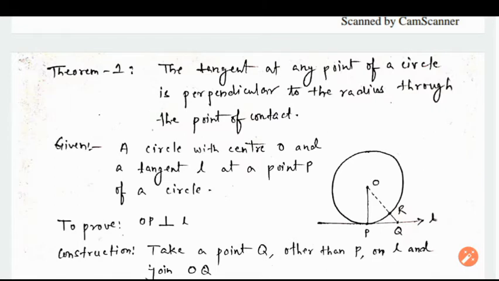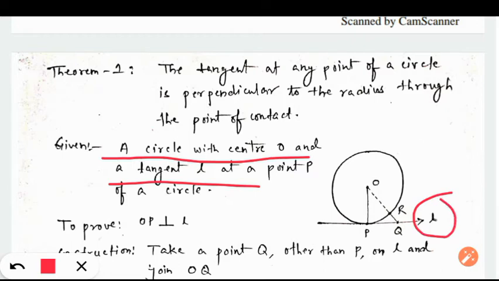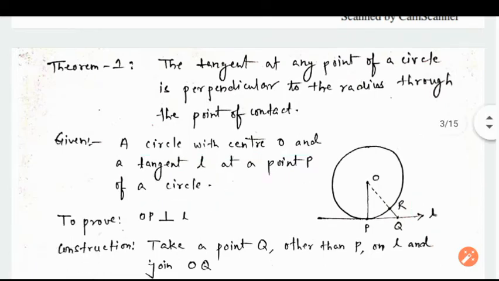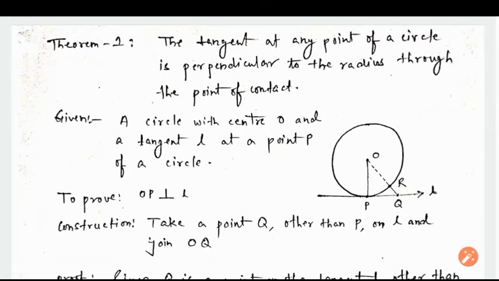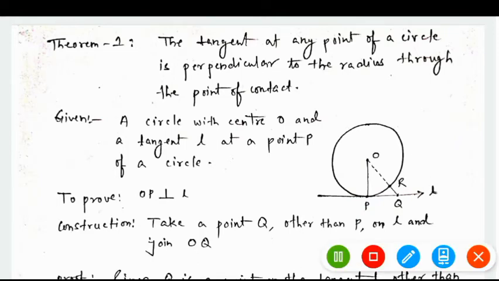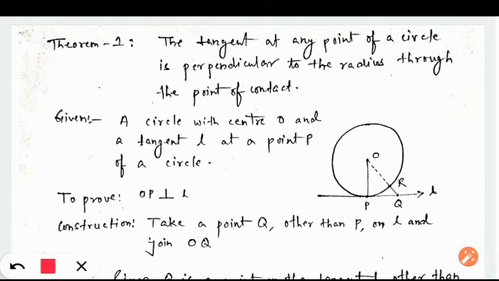See, here we have one figure. I have drawn one figure, and in this figure we have a circle with center O and a tangent L. A tangent L is there at the point P of the circle. That tangent touches the circle at the point P. So through the point P, through the point of contact, what is the radius? I think OP is the radius. So according to this theorem, we are required to prove that OP is perpendicular to the tangent L.